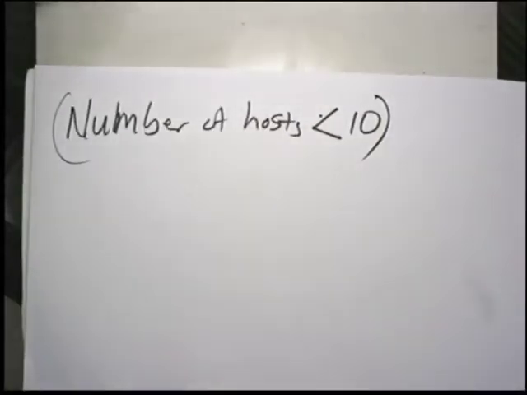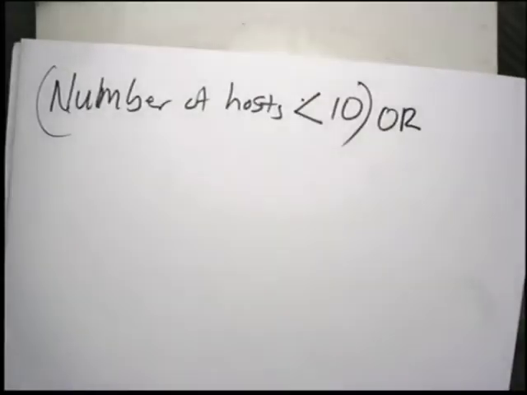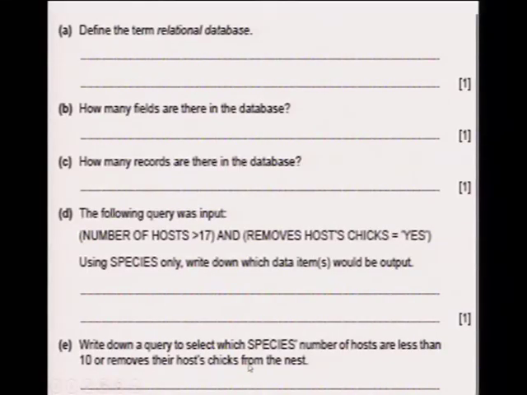Number of hosts less than 10. That is what the question says. Number of hosts less than 10. Or, can you see that? This time around it's not AND, so you put OR. The other time it was AND. This one is OR: remove their host chicks from the nest. They do remove their host chicks. That is yes.